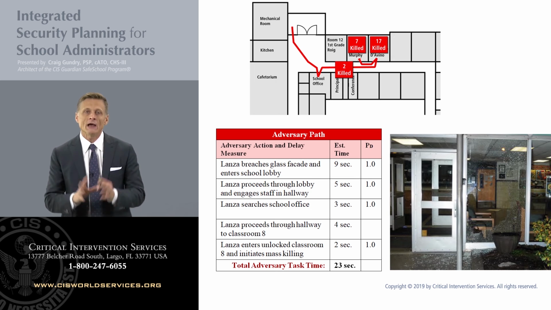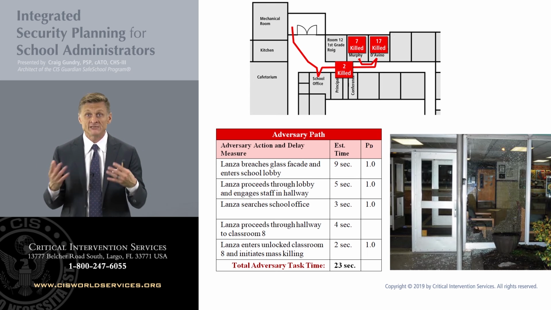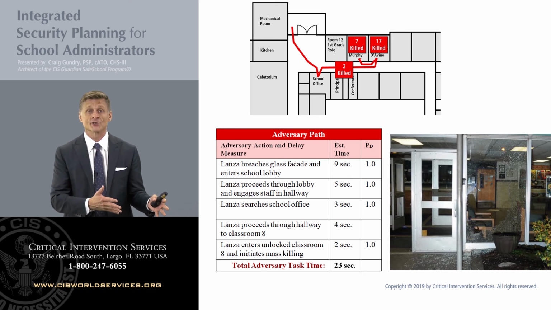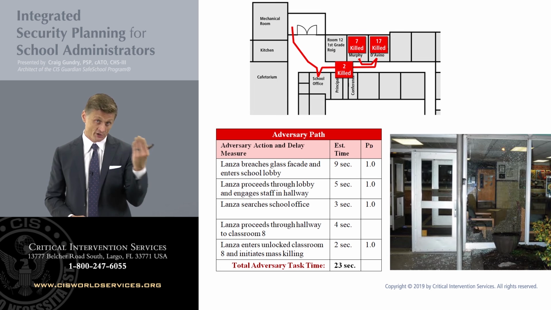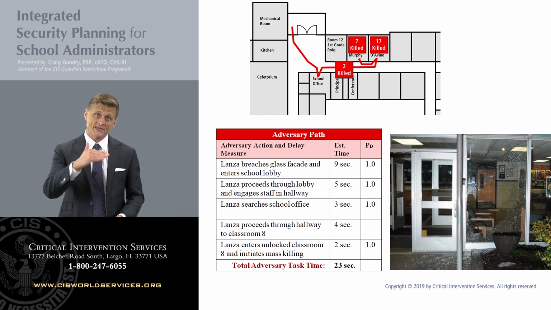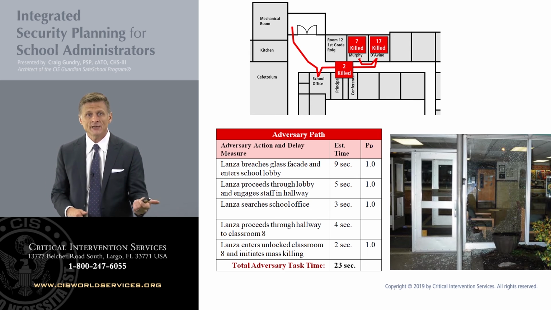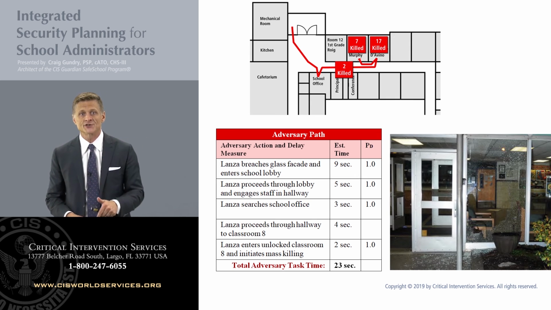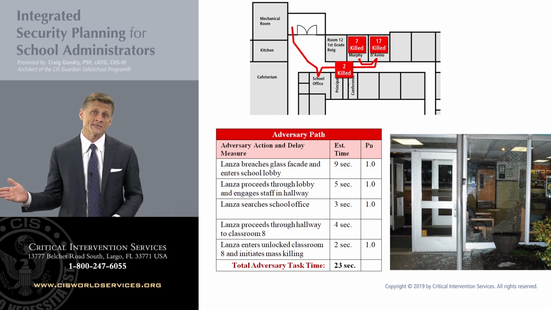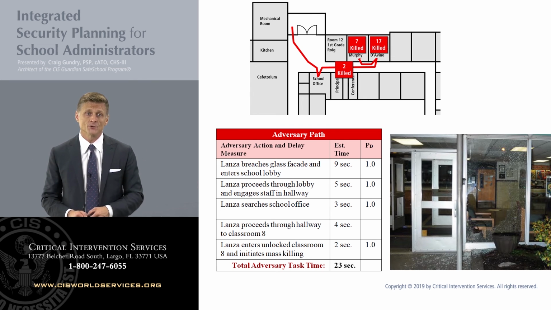Without getting overly technical at this point, these are the key factors that we look at when determining the probability of interruption as it relates to adversary activity. First is the delay time, called the adversary task time, and then the probability of detection for these different adversary tasks. So Adam Lanza breaches the glass facade and enters the school lobby. That took approximately 9 seconds, and there would have been probably a 1.0 probability of detection. It was pretty loud when he fired that AR-15 rifle.